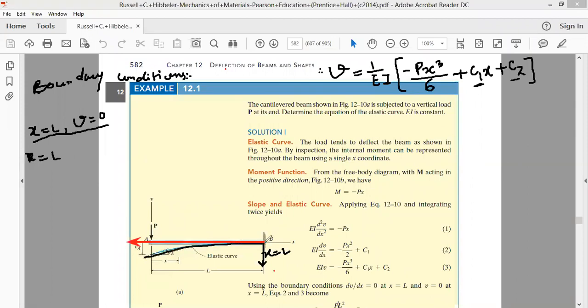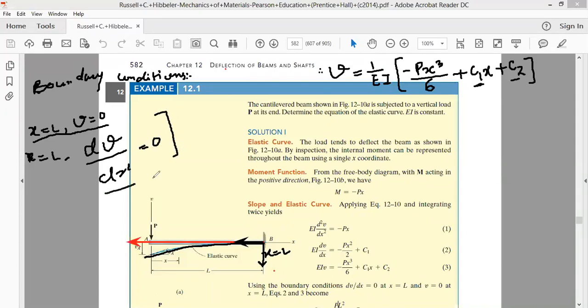If we draw the tangent at point B, that tangent is parallel to the x-axis. That is, the slope of the tangent is 0. The slope of the tangent to the curve at x equal to L is equal to 0, which means dν/dx is equal to 0.